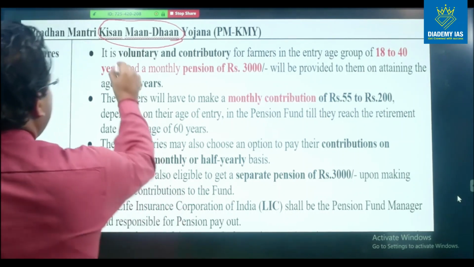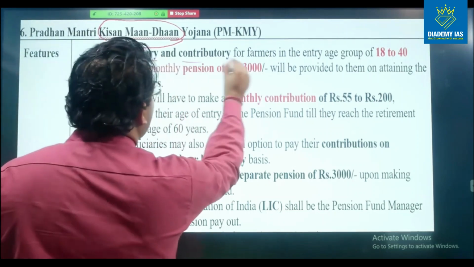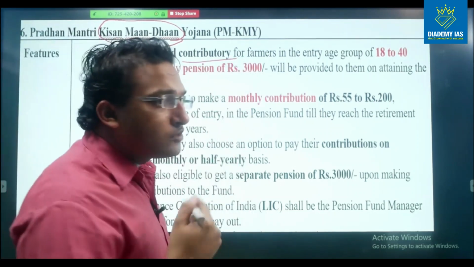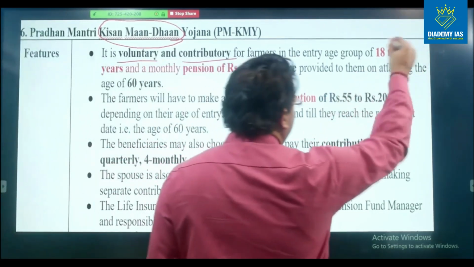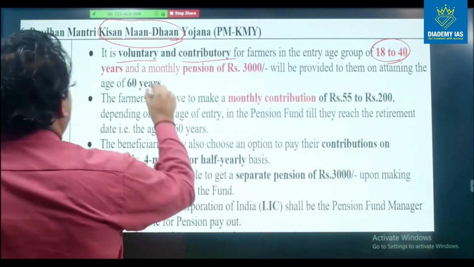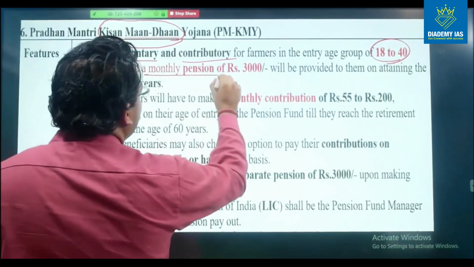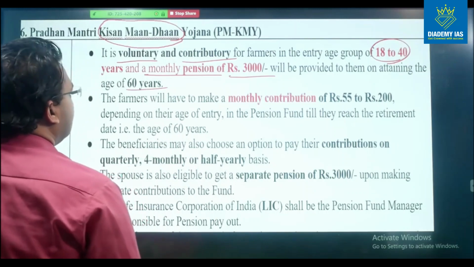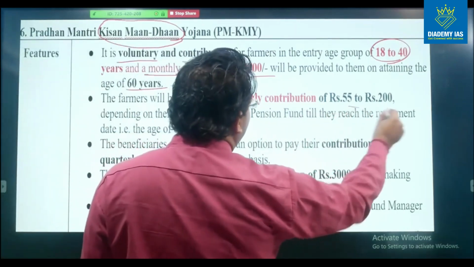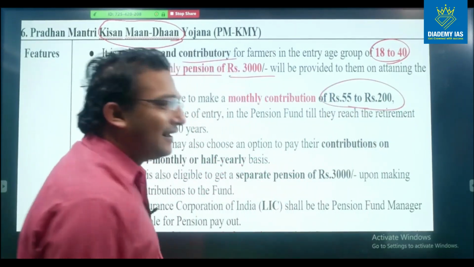So this is a voluntary scheme and contributory. Contributory means the farmers have to contribute something from their own pocket. The age group is 18 to 40 and the person will get monthly pension of 3000 rupees after the age of 60 years. The monthly contribution can range minimum 55 to 200 rupees depending upon the age.